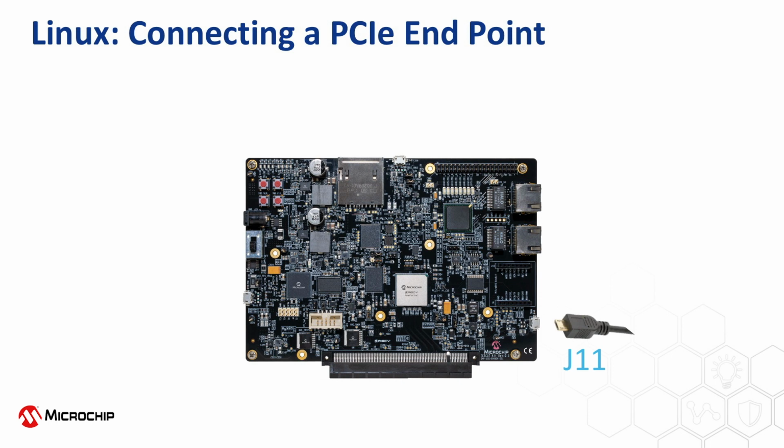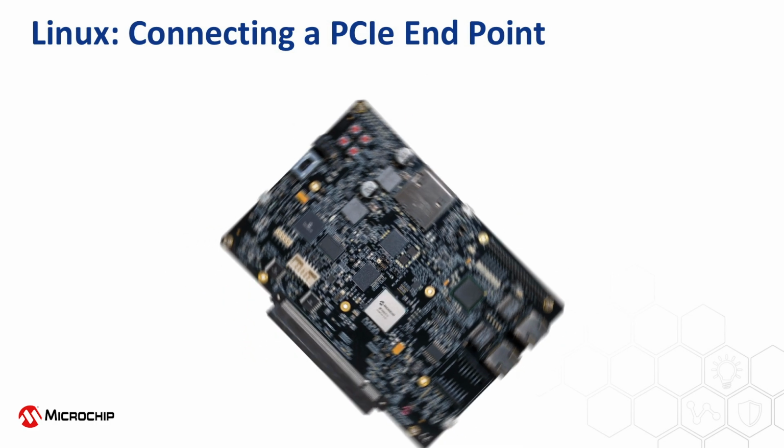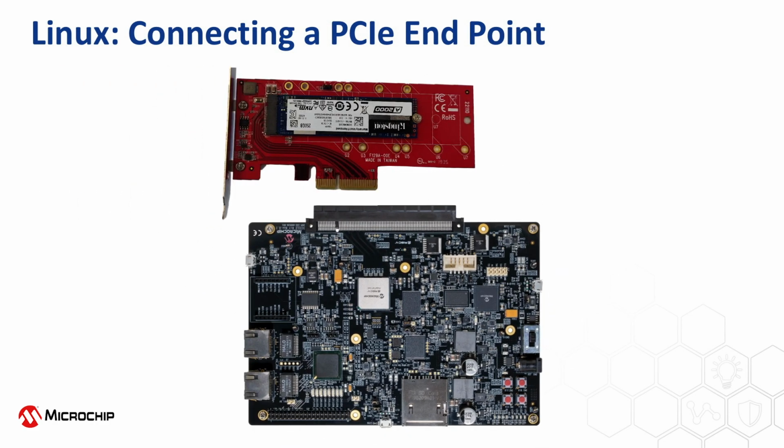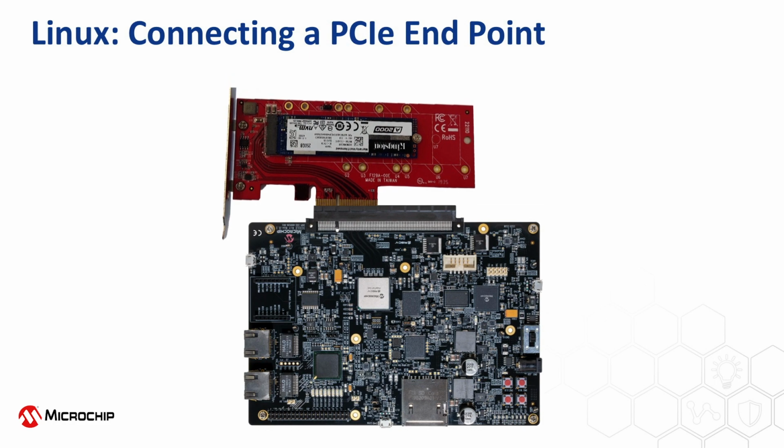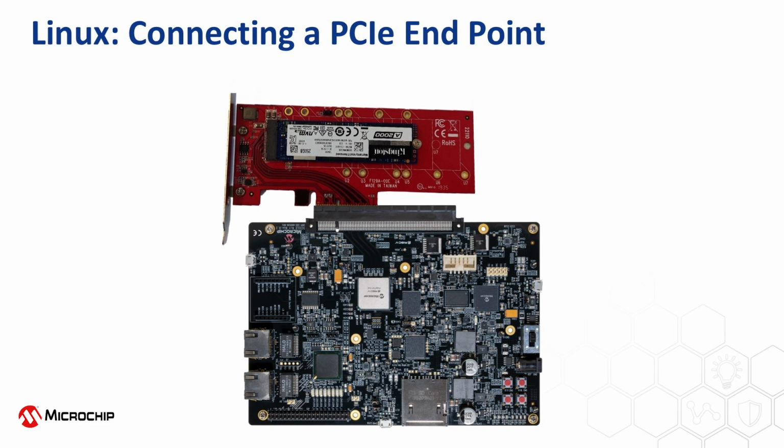If you need to program the eMMC, you can use a micro USB cable connected to port J16 at the top of the board. All of the connections are shown here. Finally, to connect a PCIe endpoint, connect this to the PCIe root port connector on the board.